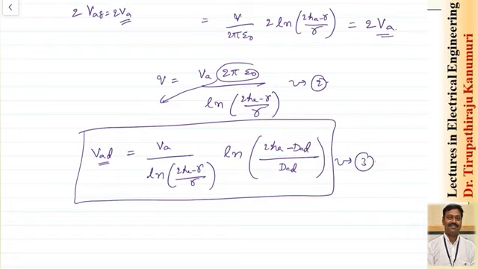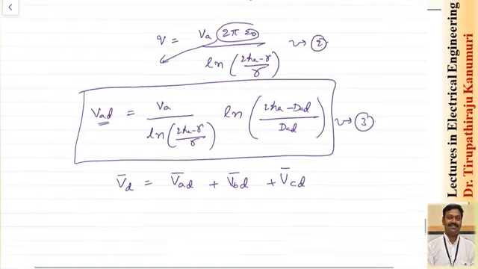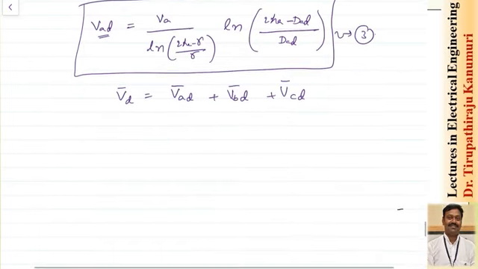In a similar way I can calculate the effect of B and C. So the total potential in conductor D will be equal to the effect of each of these values, so this will become VAD plus VBD plus VCD. Because of this, voltages are induced in the communication lines in each conductor. In a similar way I can calculate for the case of conductor E also, with the same procedure.